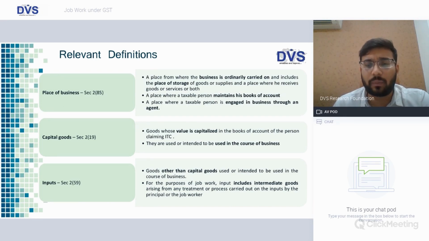Inputs are goods other than capital goods used or intended to be used in the course of business. For the purpose of job work, input includes intermediate goods arising from any treatment or process carried out on the inputs by the principal or the job worker. So, apart from capital goods, whatever is being sent to the job worker on account of job work is regarded as inputs.